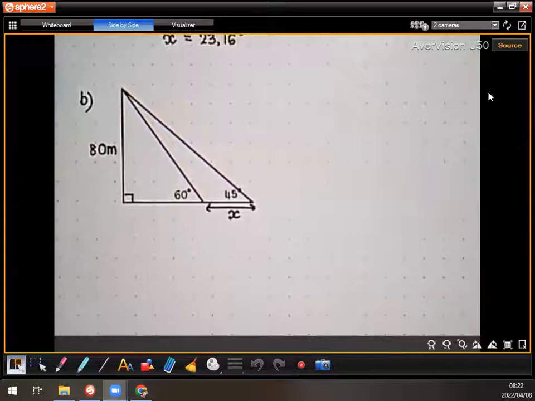All right, what are we going to do here, guys? We need to find x, which is this side over there.